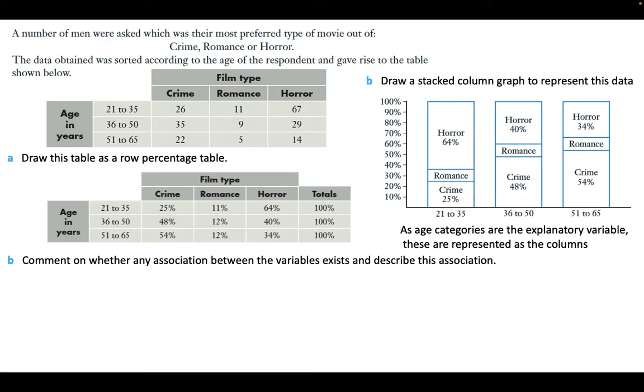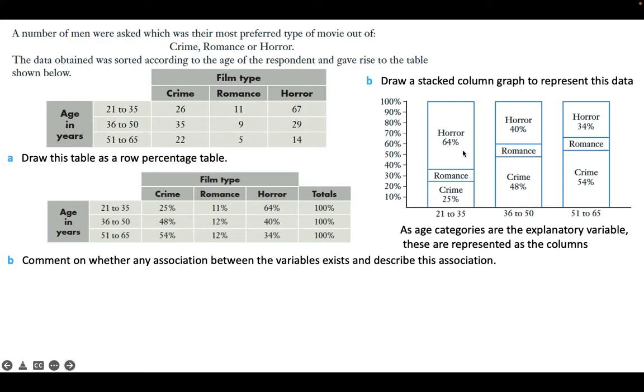And that's our stacked column graph. Because there's a lot of data going on here, this is where stacked column graphs really come into play, because it's a lot easier to visually represent associations or lack of associations when it's shown to you graphically. So as the age categories are the explanatory variables, they are represented as the columns, and the columns are made up of the response variable categories, totalising up to 100% each.